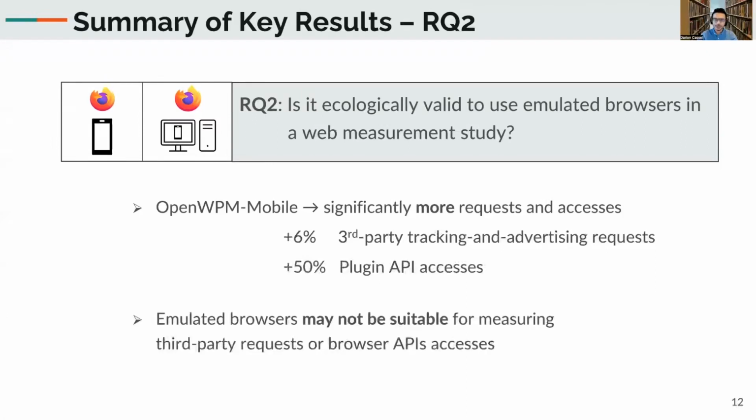This, as well as additional data, allowed us to conclude that emulated browsers may not actually be suitable for web measurement studies that are attempting to measure third-party request or browser API accesses.